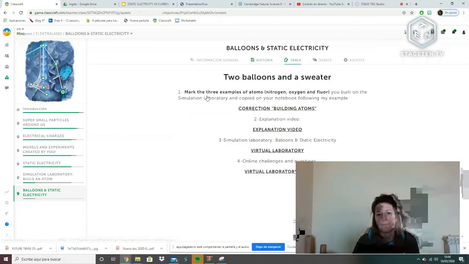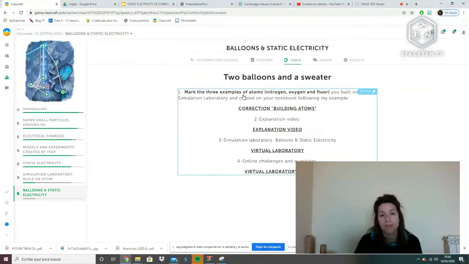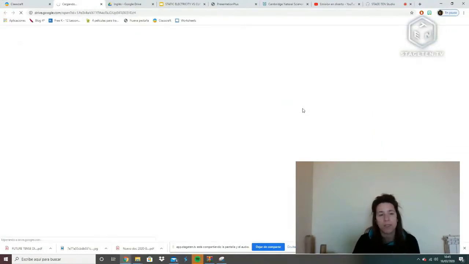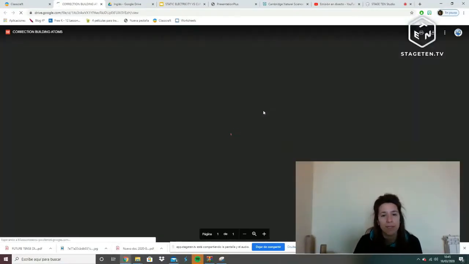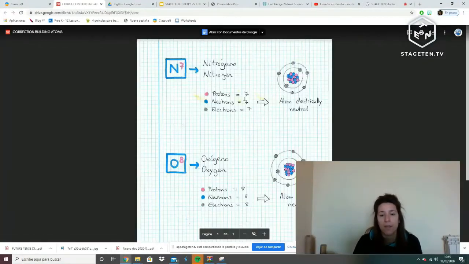Okay, tarea. The first point today is mark the 3 examples of atoms, nitrogen, oxygen, and fluor you built on the simulation laboratory and copied on your notebook following my example. If you remember the other day in the virtual laboratory, we were building atoms, the nucleus with protons and neutrons, electrons moving around, all right? So here you have the solution, okay?